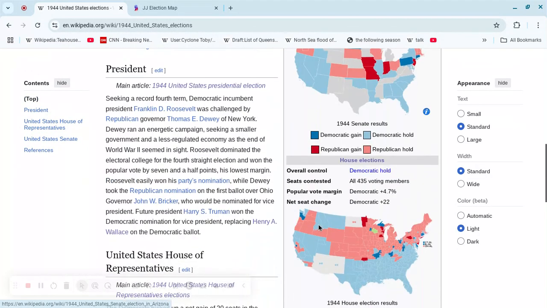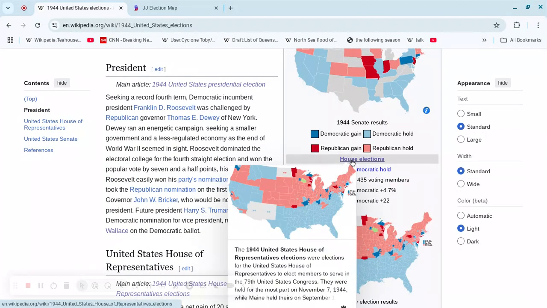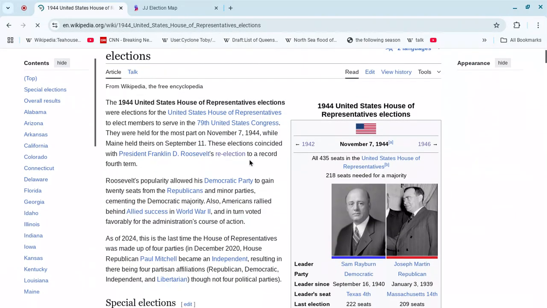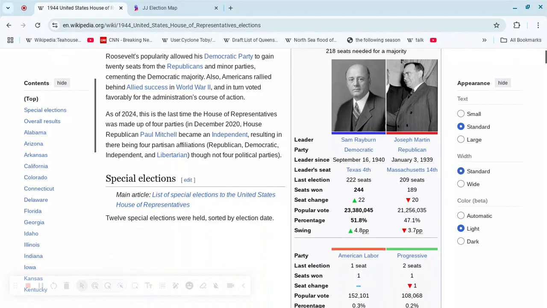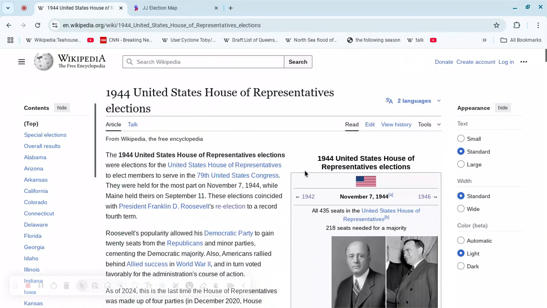And this should make sense. We're not going to look at the Senate, because the Senate, as we know, depends on the map. But look at the House. In 1944, Democrats gained 22 seats, 20 at the expense of Republicans, to turn their very narrow 222 to 209 majority into a 244 to 189 majority, also winning the House popular vote by 4.7%.